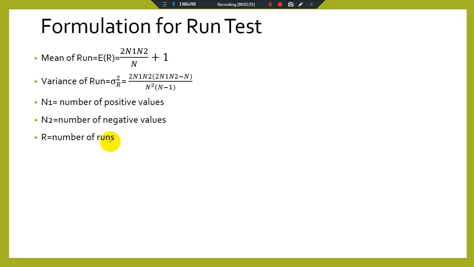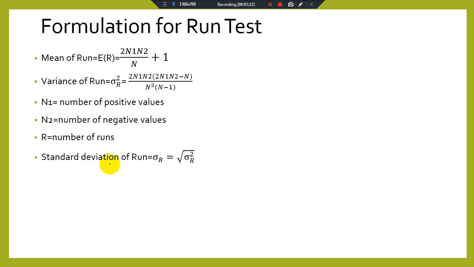Here I would like to explain what we mean by a run. A run means how many times a positive observation has changed into a negative observation, or a negative observation has changed into a positive observation. So simply we can say that a run counts the sign changes in a series.